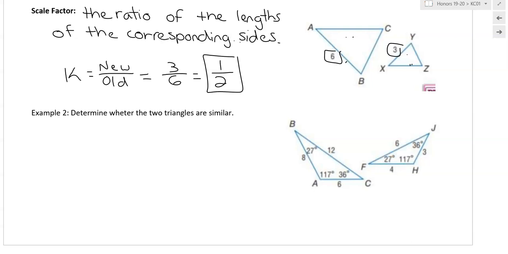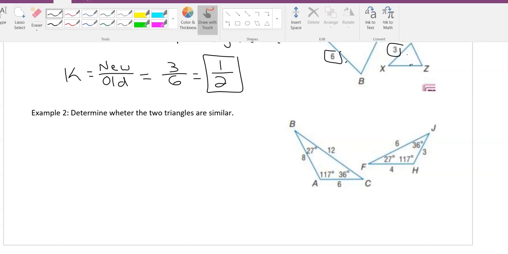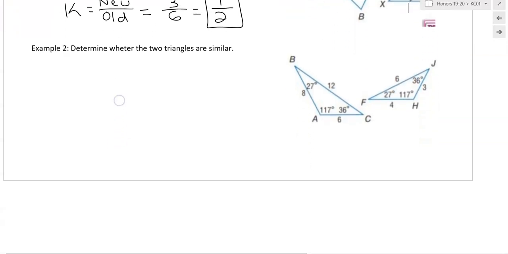All right, looking at our example 2, this is our last example. Determine whether the 2 triangles are similar. So again, I should have all my angles congruent, and I should have all my sides proportional. That's all we know right now. We're using the definition to determine whether they are similar. And so I need to see if I have any corresponding angles, or congruent angles. So A is 117 degrees, and H is 117 degrees. That means those are the same.